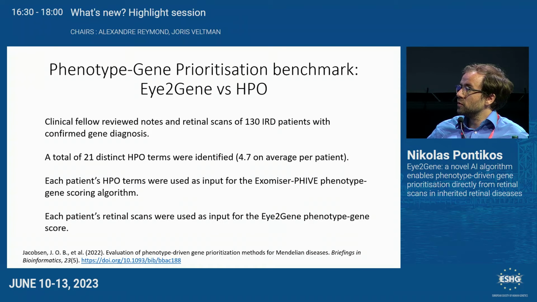As you've seen previously, the Exomiser algorithm uses a VCF file, which is the genetic data, a PED file, which is the mode of inheritance, and the HPO terms. Here we're only looking at the HPO side of the Exomiser algorithm. That's why it's called the Exomiser 5 phenotype gene scoring algorithm. And obviously we also gave the retinal scans of those patients to Eye2Gene.